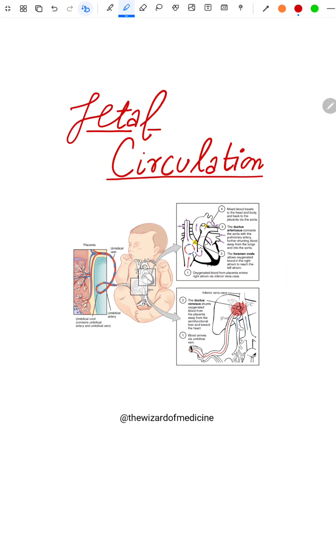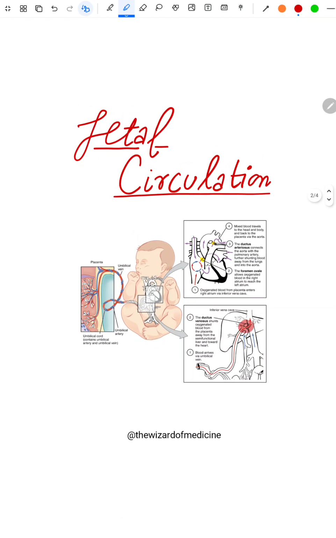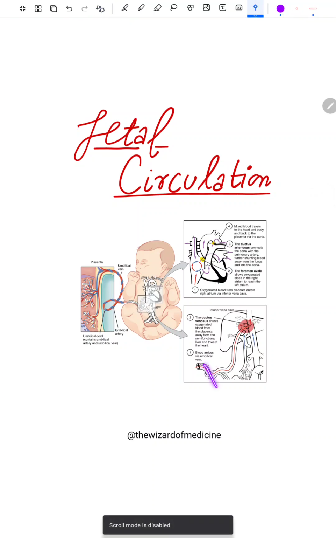Now what happens after birth? The placenta is cut off, the umbilical vein blood will be ceased. So there will be closure of the ductus venosus. Also, the baby will breathe, and the oxygen will henceforth enter the lungs. This entering of oxygen into the lungs is the strongest factor for the closure of the ductus arteriosus.